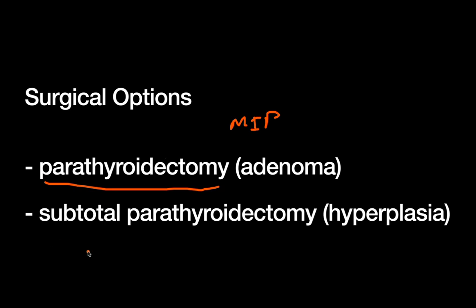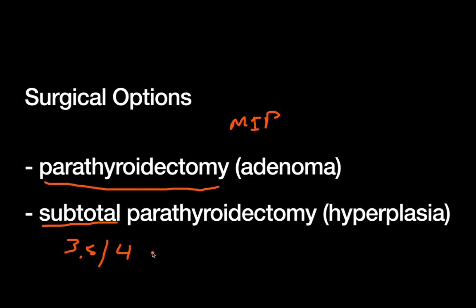Your other option, remember that a not insignificant amount of these are caused by hyperplasia of all four glands. And when that's the case, you do what's called a subtotal parathyroidectomy. And that just means you take out almost all of the parathyroid tissue in the body. So you take out multiple glands. This was classically described as taking out 3.5 out of the four glands that you have and just leaving that half a gland attached to its medial blood supply. Remember, the blood supply comes medially, so you'd have to take the lateral half of that parathyroid gland.